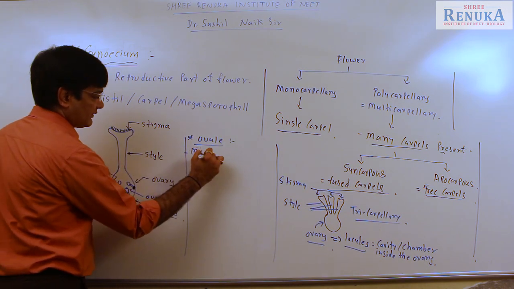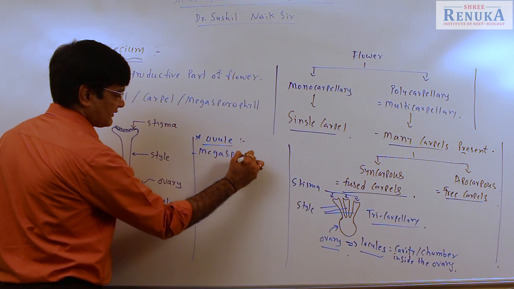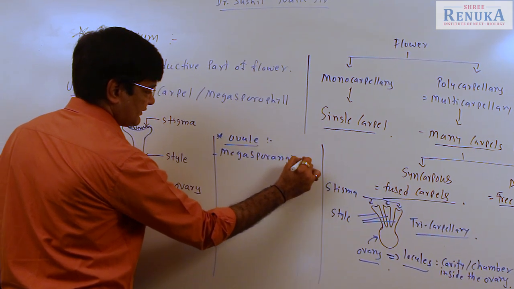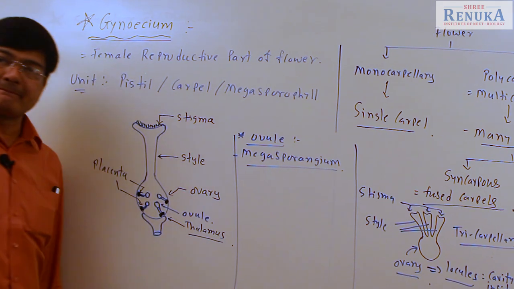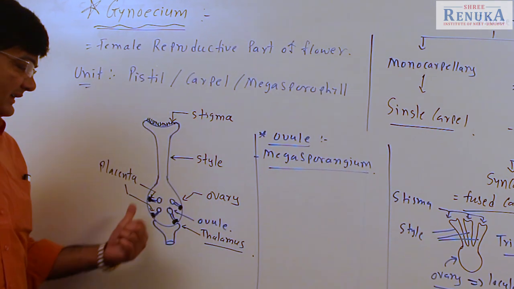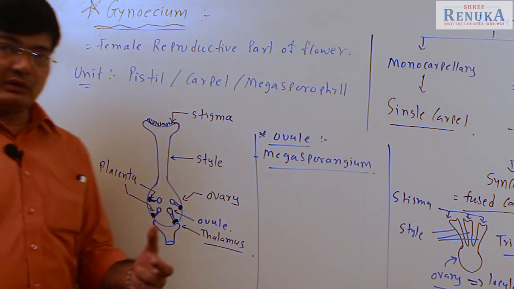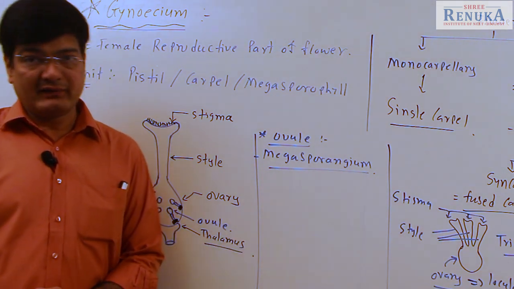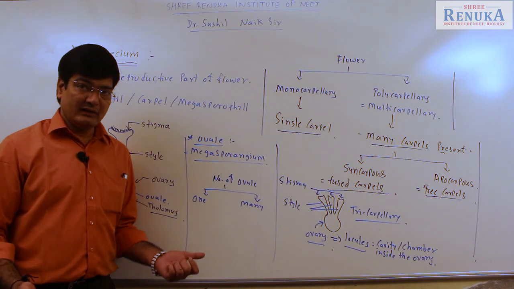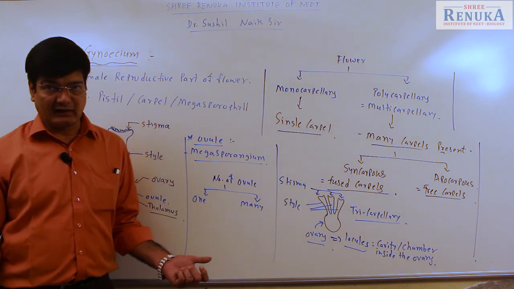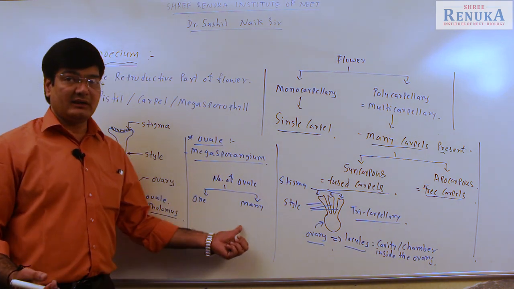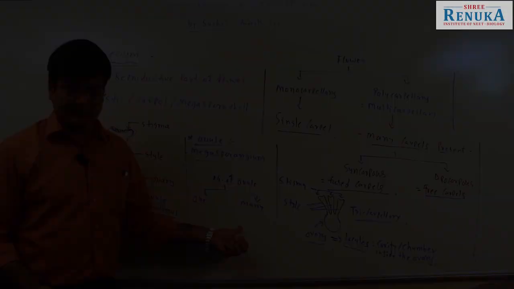Now we talk about the ovule. It is called megasporangium. The ovule develops inside the ovary. Again, the number of ovules always varies in the flower. In the ovary, the number of ovules may be one or many. It depends on the plant family.